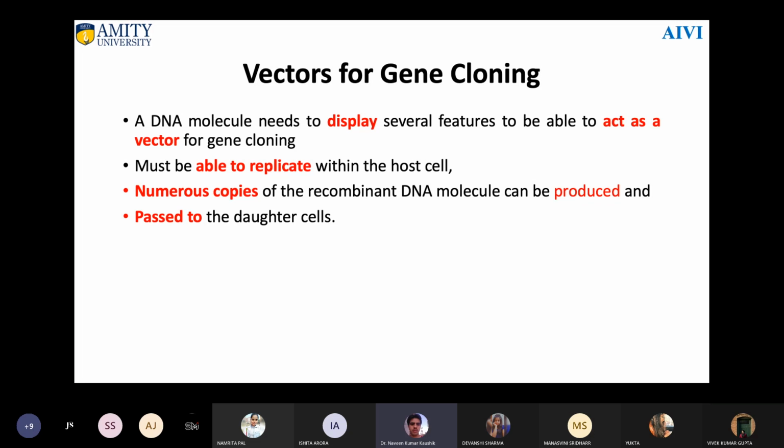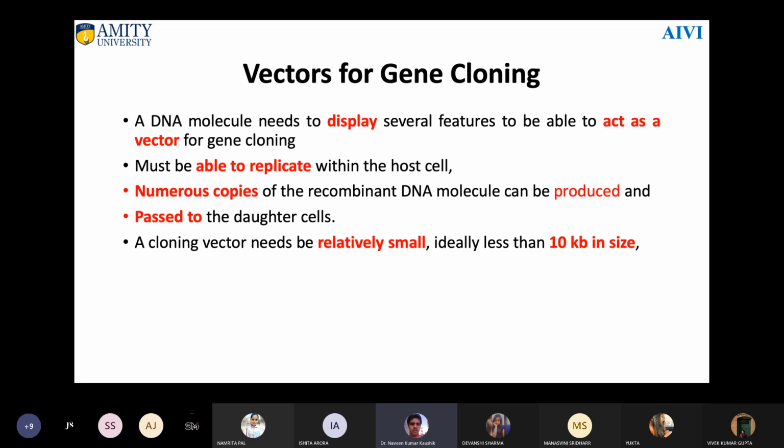Means when it is replicating, that's fine. But when the cell divides, as you know in the case of mitosis, whatever is arranged on the metaphase plate is going to migrate toward the poles and will be part of your cells. Similarly, your mitochondria also replicate and also move to the respective cells when the cell divides. So a similar property should be there with this vector also, that it must be passed to the daughter cells. Daughter cells means those cells that are formed after cell division.